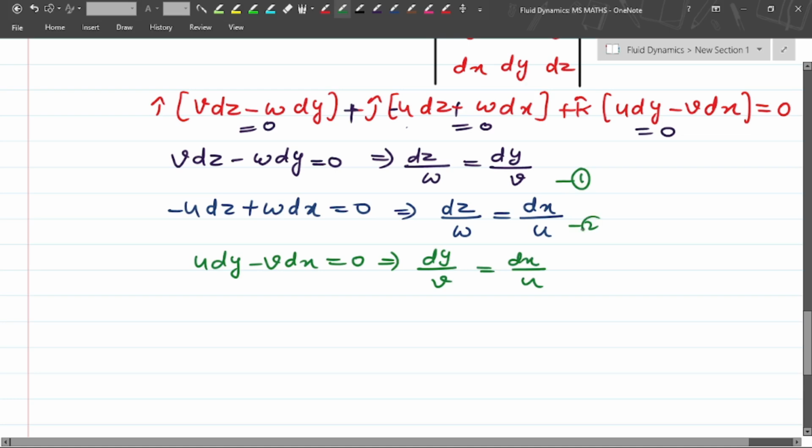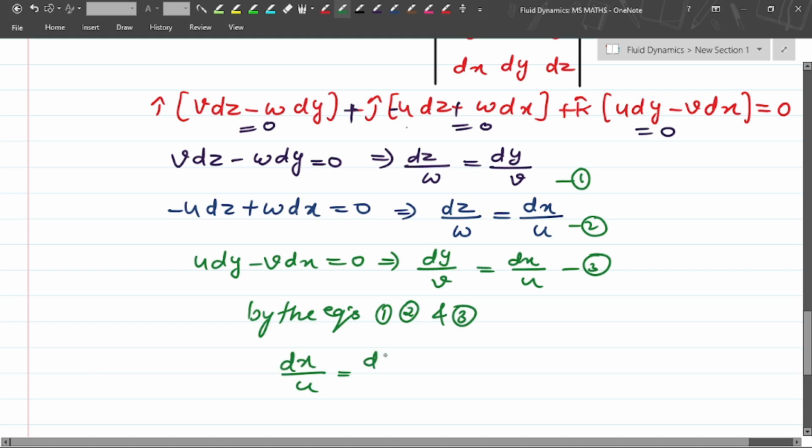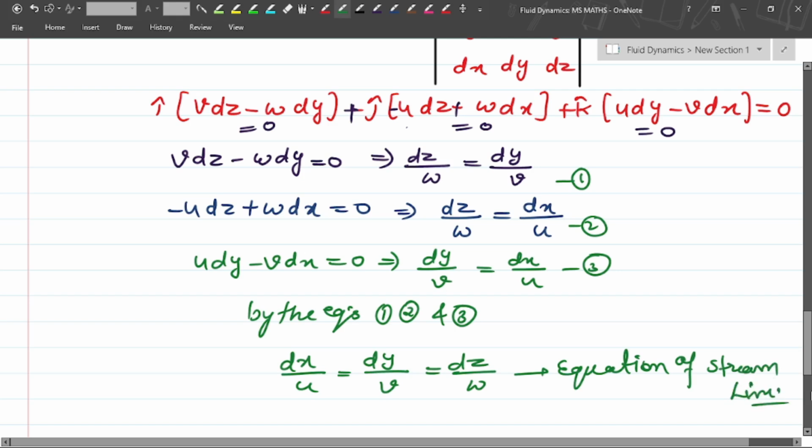These are equations 1, 2 and 3. By equations 1, 2 and 3, we can conclude that dx by u, dy by v, dz by w is the equation of a streamline. The streamline is nothing but the tangent in the fluid direction.